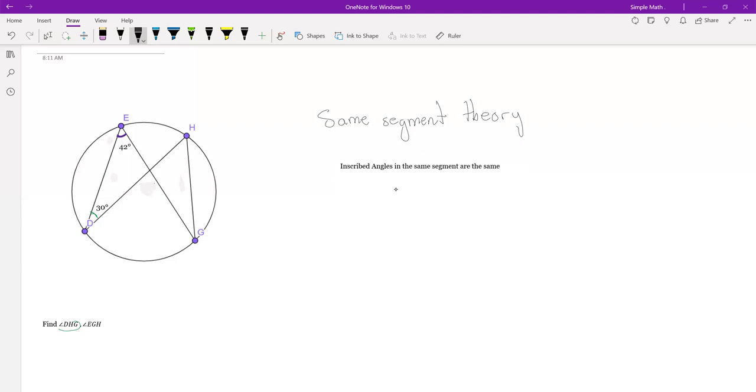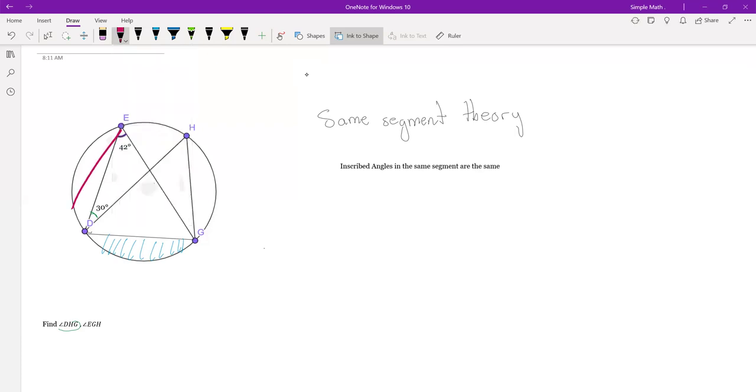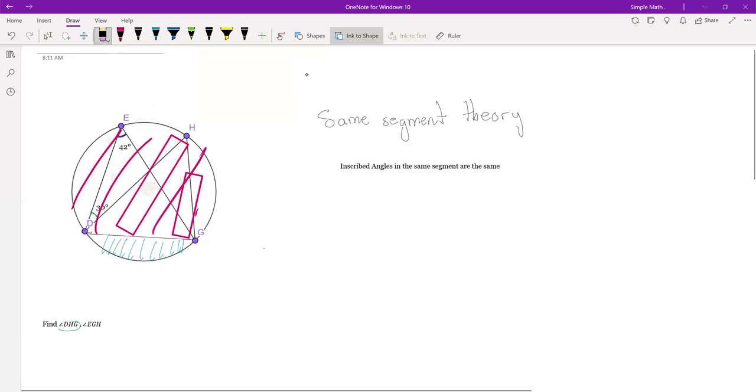We can draw a dotted line. Let me draw a line from this T to this G here. And just like that, we've separated this circle into two segments, a smaller segment here and a much larger segment here.